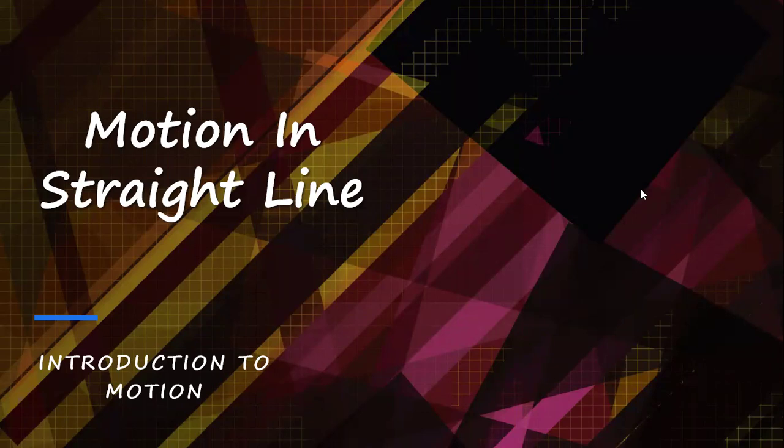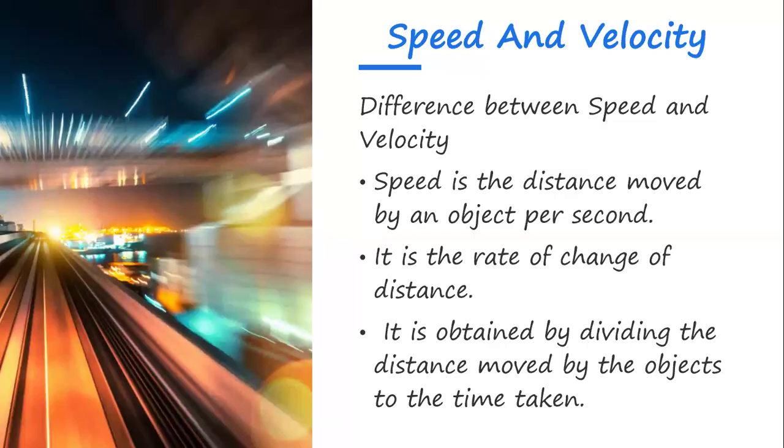Our chapter is motion in a straight line. We are still discussing the introduction to motion. In our previous video, we saw the meaning of motion. We discussed distance and displacement, and how they differ from one another. Today let's move on to the other part, where we'll be discussing speed and velocity.